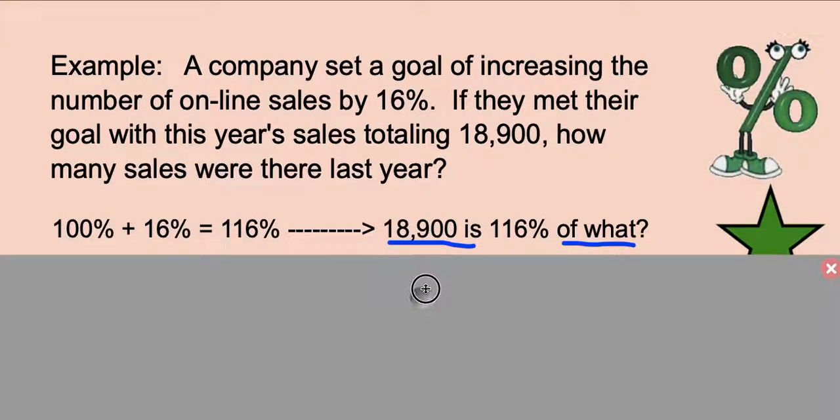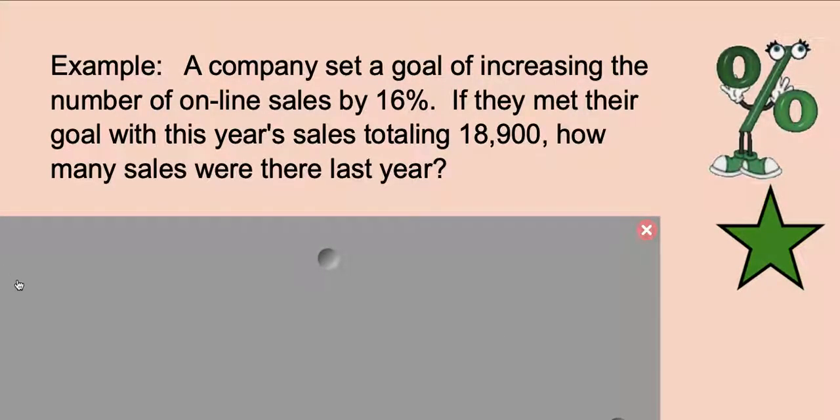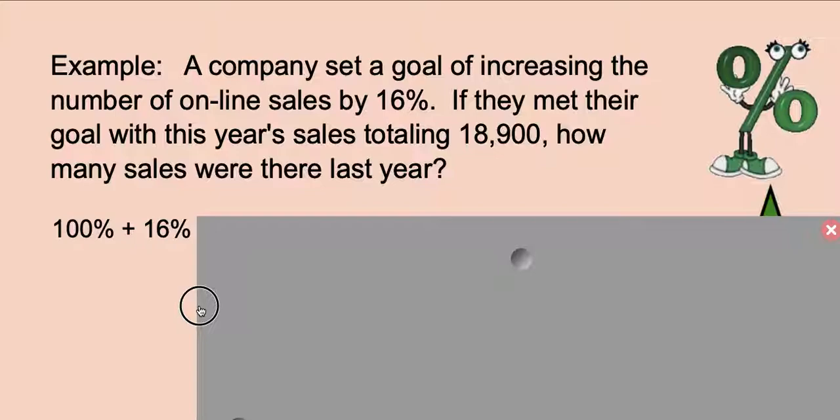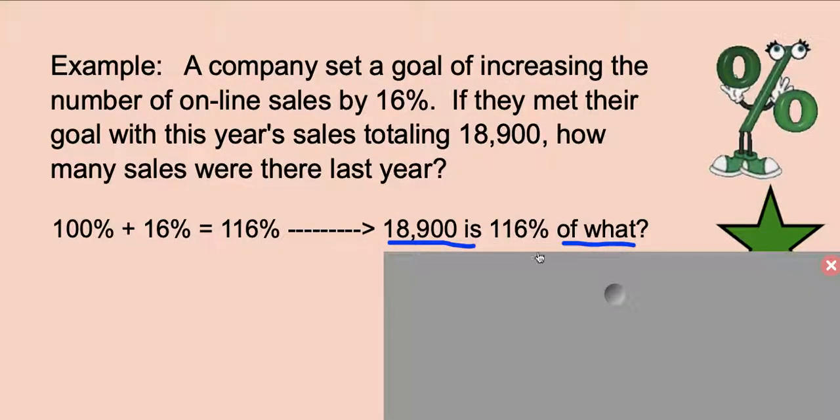All right, let's take a look at this one. A company sets a goal of increasing their online sales by 16%. They meet their goal with sales of 18,900. How many sales were there last year? So let's start with what our markup is. 100% plus an additional 16 gives me 116%. But what's the question? They're going to increase their sales by 16%. And when they increased them, they got 18,900. So that 18,900 is the new total. So my question is, 18,900 is 116% of what?